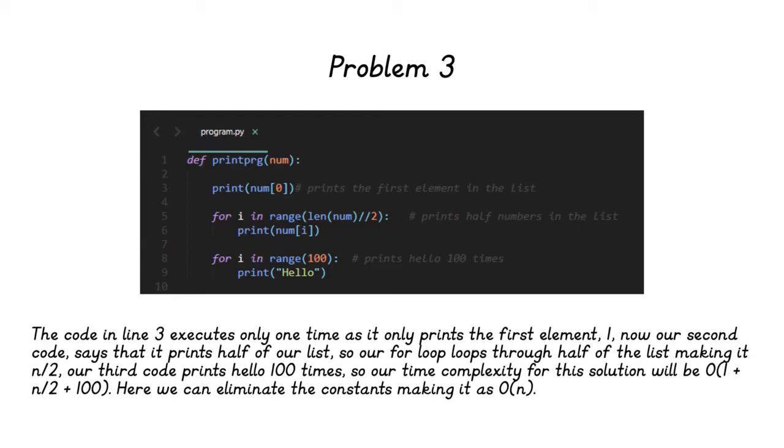So let's see. The code in the line three executes only one time as it only prints the first element of the list. Now, our second code says that it prints the half of our list. So, our for loop loops through the half of the list, making it as n by 2. Our third code prints hello 100 times. So, our time complexity for this solution will be big O of 1 plus n by 2 plus 100. Here, we can eliminate the constant, making it as big O of n.